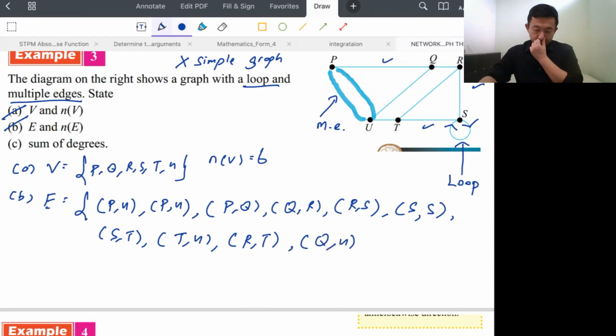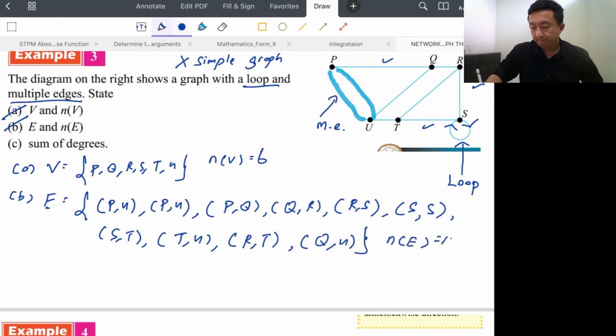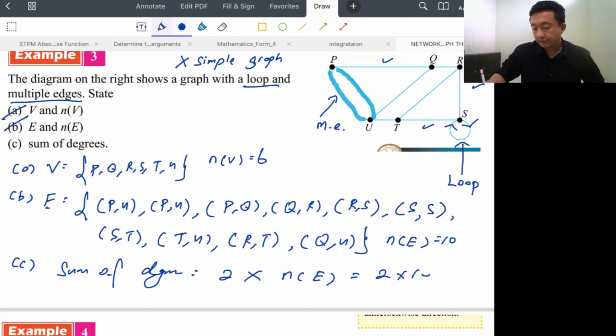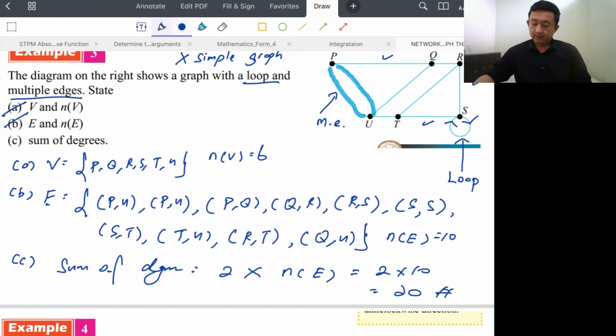Okay, is that all? Yeah, so how many of them? 10. Sum of degree is 2 multiplied by the number of edges, so you have 20 for the sum of degree. We go for the formula. Okay?